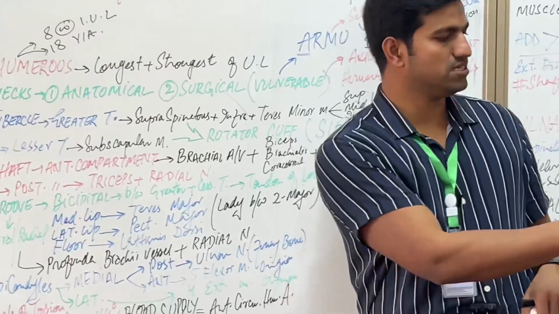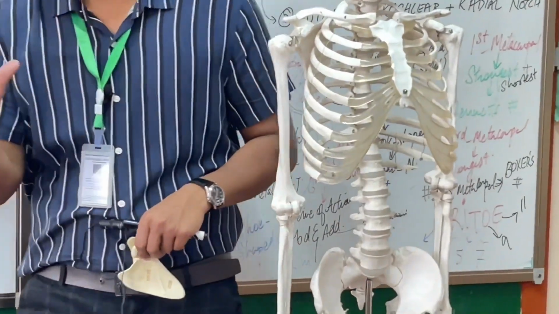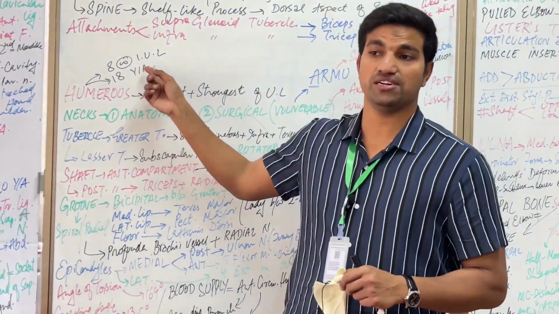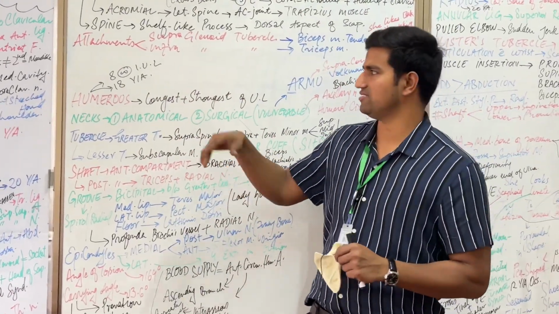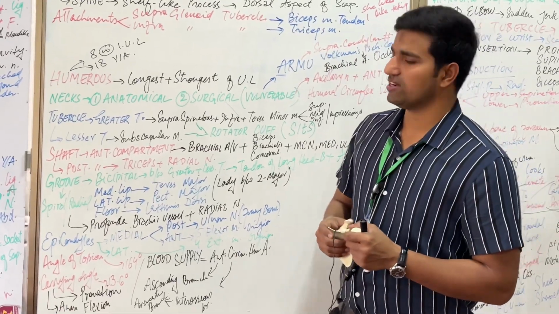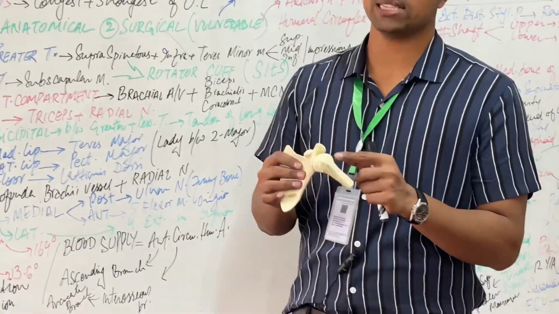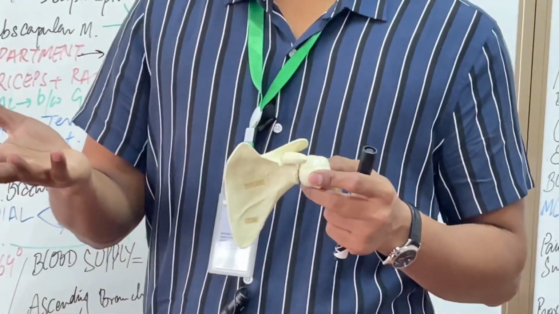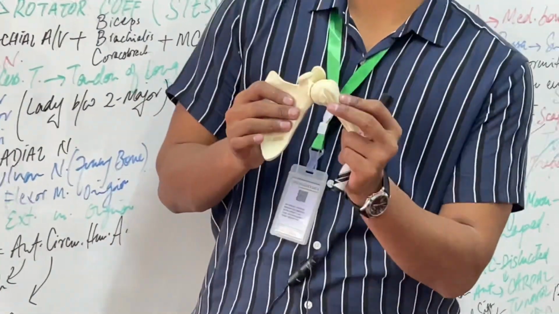What is the humerus? This is the longest and strongest bone of the upper limb. Ossification starts from the 8th week of intrauterine life, and fusion of the epiphysis with the diaphysis will happen at 18 years of age. Then we'll talk about the necks. The humerus has 2 necks: anatomical neck and surgical neck. As we should know, we study anatomy first, then we go for surgery. So we will have the anatomical neck first, then the surgical neck.